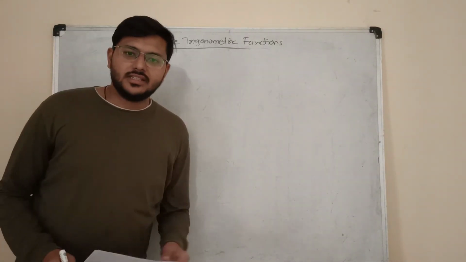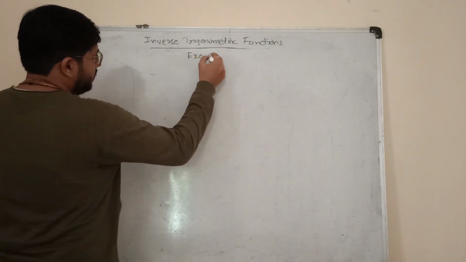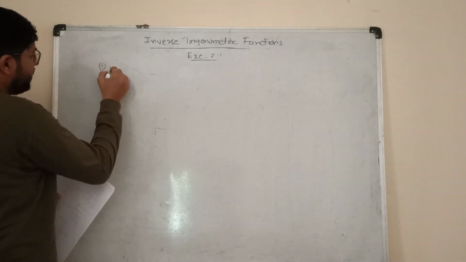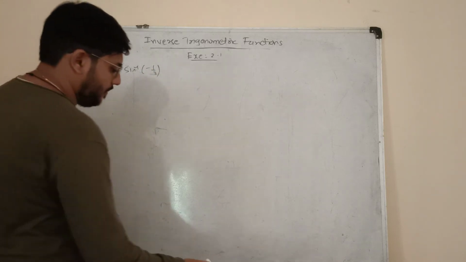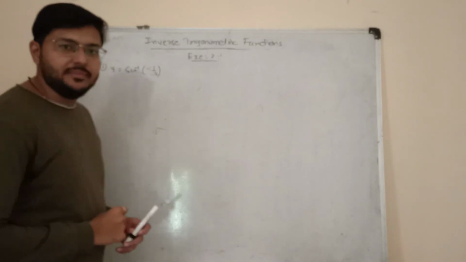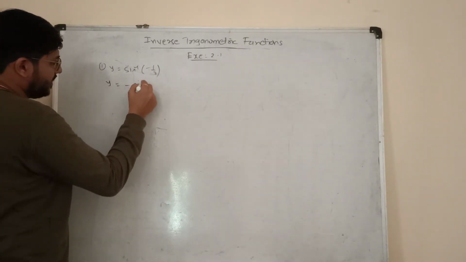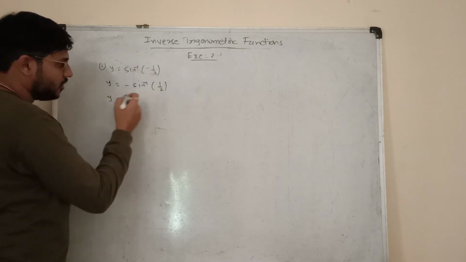Okay, so let's start with exercise number 2.1. In that, the first question we have, y equals sin inverse of minus 1 by 2. Now, we all know the opposite sign property, that if sin inverse of minus 1 by 2 is there, we can take the minus sign outside. And now if we can directly write down the answer, then it's also okay.